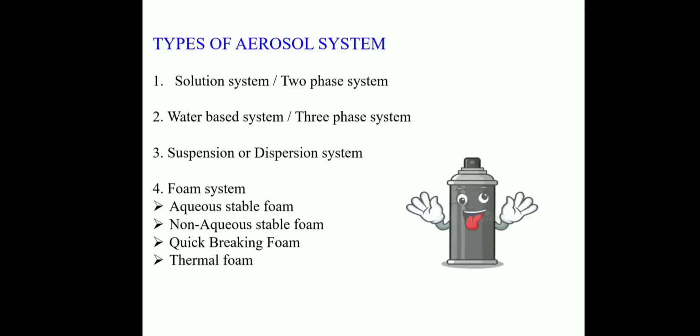Now let's see the types of aerosol systems. There are four types of aerosol system. First is the solution system, also called the two-phase system. Second is the water-based system, also called the three-phase system. Third is the suspension or dispersion system. Fourth is the foam system. In the foam system, there are four types: aqua-stable foam, non-aqua-stable foam, quick breaking foam, and thermal foam. Let's understand each and every type of aerosol system.